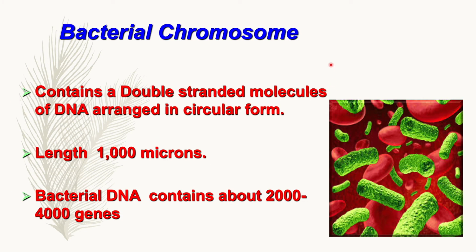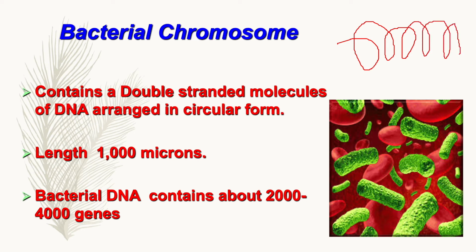As I mentioned in the previous slide, the bacterial chromosome contains double-stranded DNA. Double-stranded DNA arranged in what? In a circular form. So we have a double-stranded DNA arranged in a single circular form. So you see it here. This is the bacterial chromosome, and it's coiled, or occurs in a circular form, in order for it to be packaged in the bacterial cell.